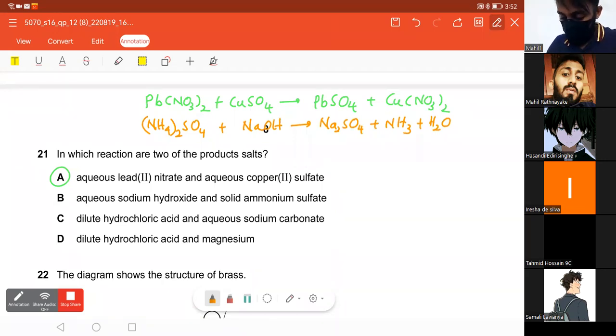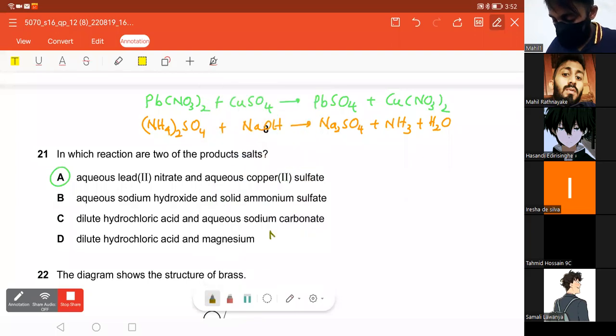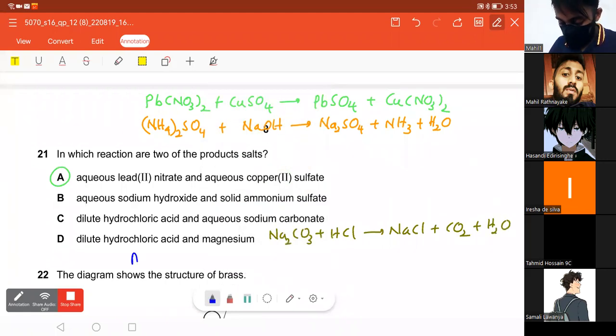Next one, metal carbonate plus acid. Sodium carbonate plus HCl. What is the salt? Sodium chloride plus CO2 plus H2O. Next one, metal plus acid. Salt plus hydrogen.